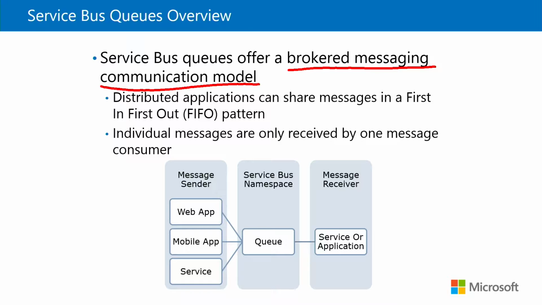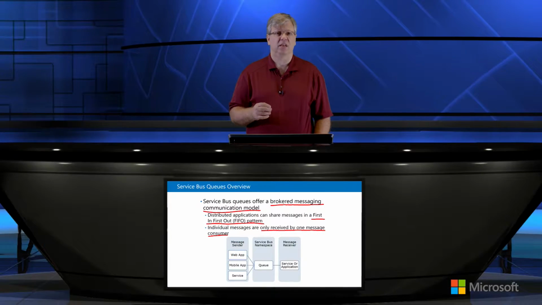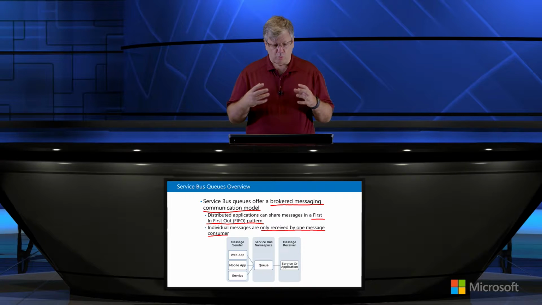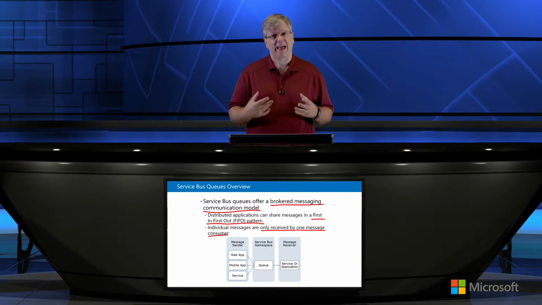And what's really important, these two next bullet points are really key. First of all, it is first in, first out, a highly ordered messaging system. Messages are dropped in, they're maintained in the order in which they're dropped in, and they're pulled out in the order in which they're dropped in. Also, individual messages are only received by one message consumer. Okay, and this is a little bit of a contrast to the way that the storage queue works. Here we've got guaranteed order, and guaranteed one receiver or one consumer at a time.